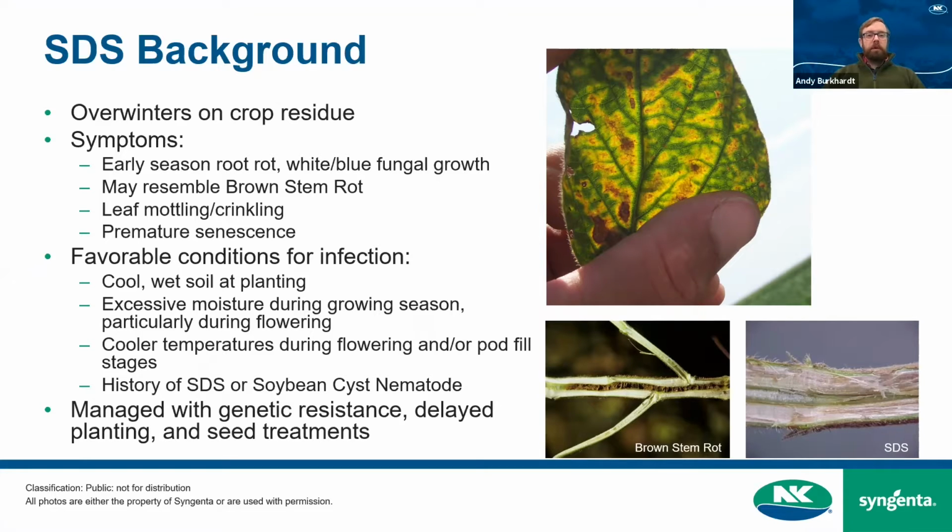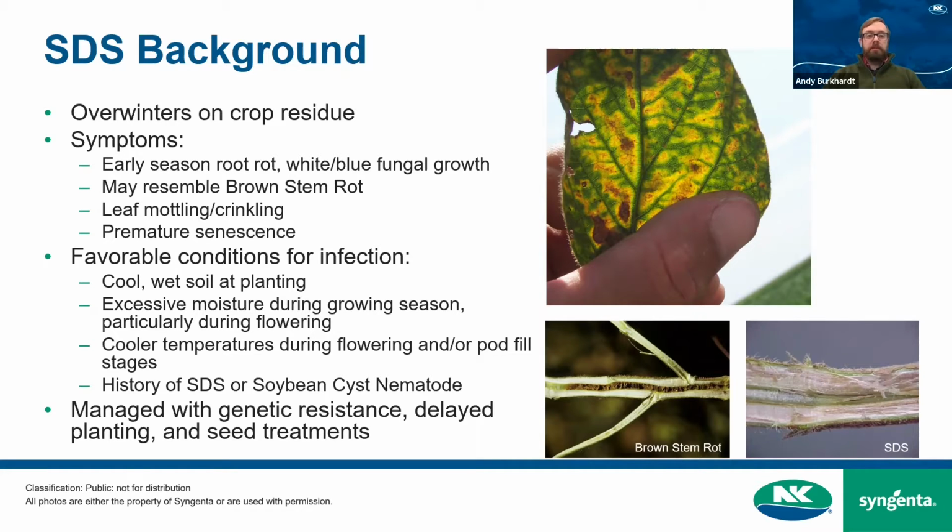The pathogen overwinters in crop residue. What's important to note is that while we often don't see above ground symptoms until much later in the season, SDS infection takes place early in the season. There are early season symptoms, such as root rot with a white or blue fungal growth. Early season symptoms can often be mistaken for brown stem rot.